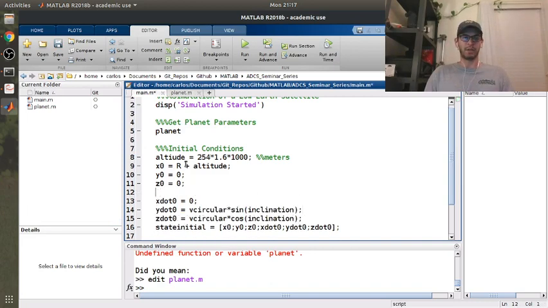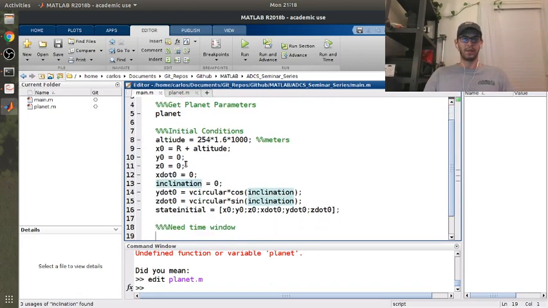Right now, I'm just going to make the inclination 0, so we're just looking at a completely equatorial orbit. And I think this is actually supposed to be cosine, and this is supposed to be sine. I think I have that right, because cosine of 0 is 1, so that'll be completely around the Earth there. Okay, so I think I have my initial conditions, so that's good.